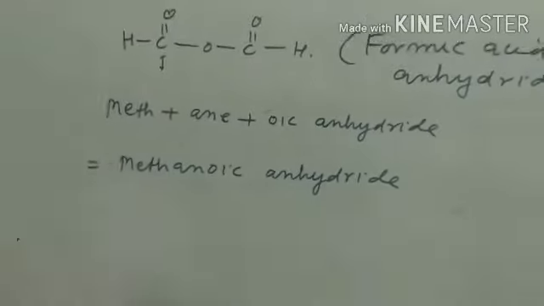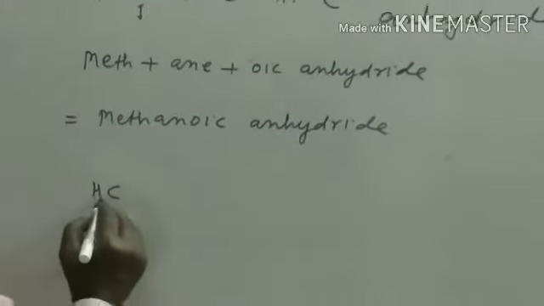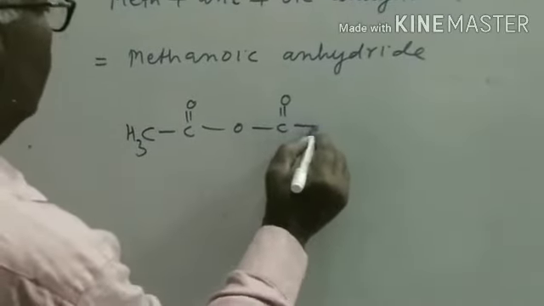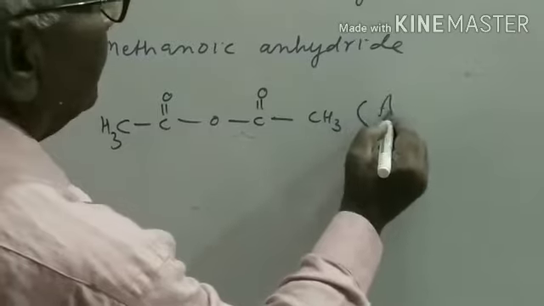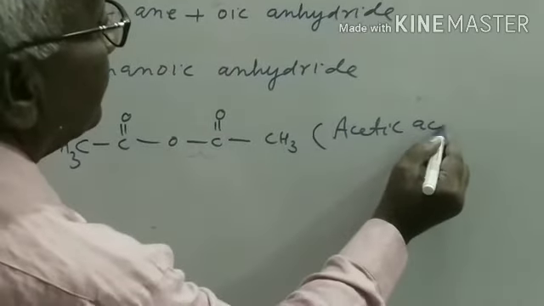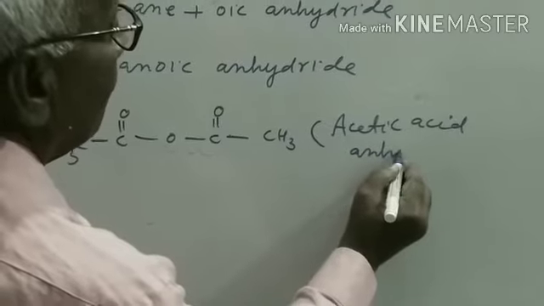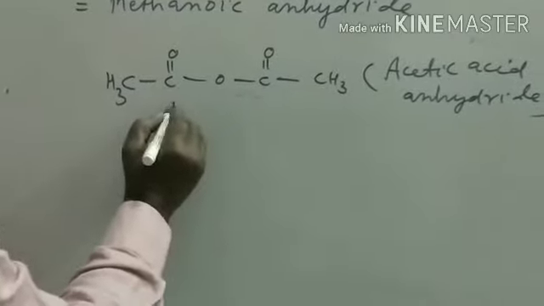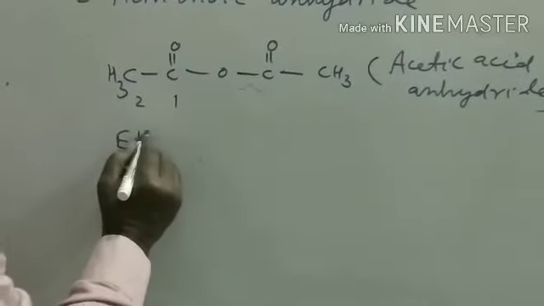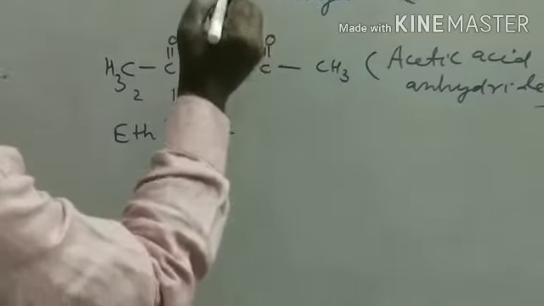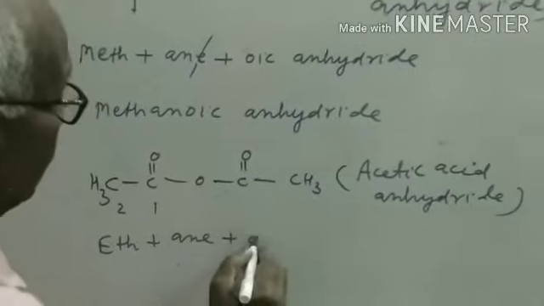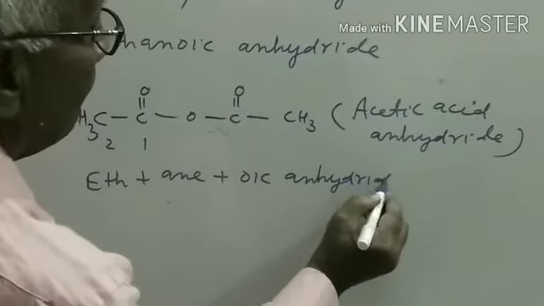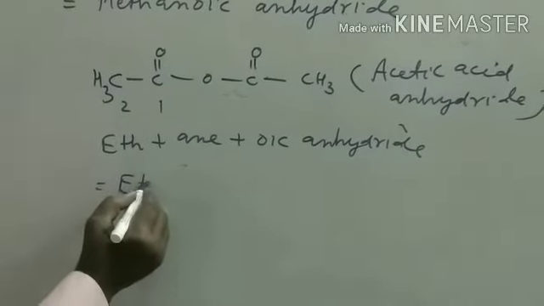See the other example. CH3 CO, this is CH3 CO. This is acetic acid anhydride. Same acid, so numbers will be given 1 and 2. Root word is eth, primary suffix is ane, the E will be removed, plus oic anhydride. Then it becomes ethanoic anhydride.